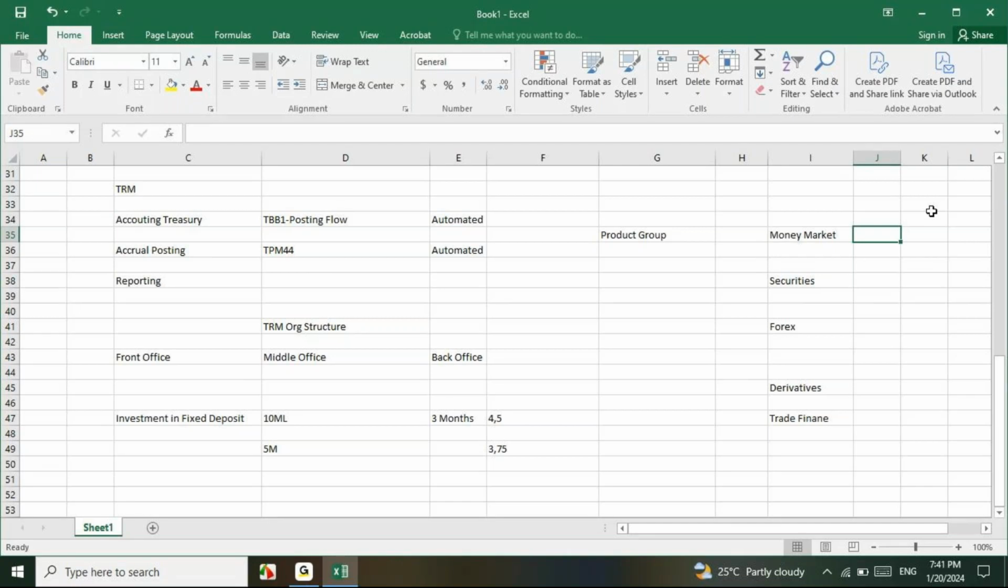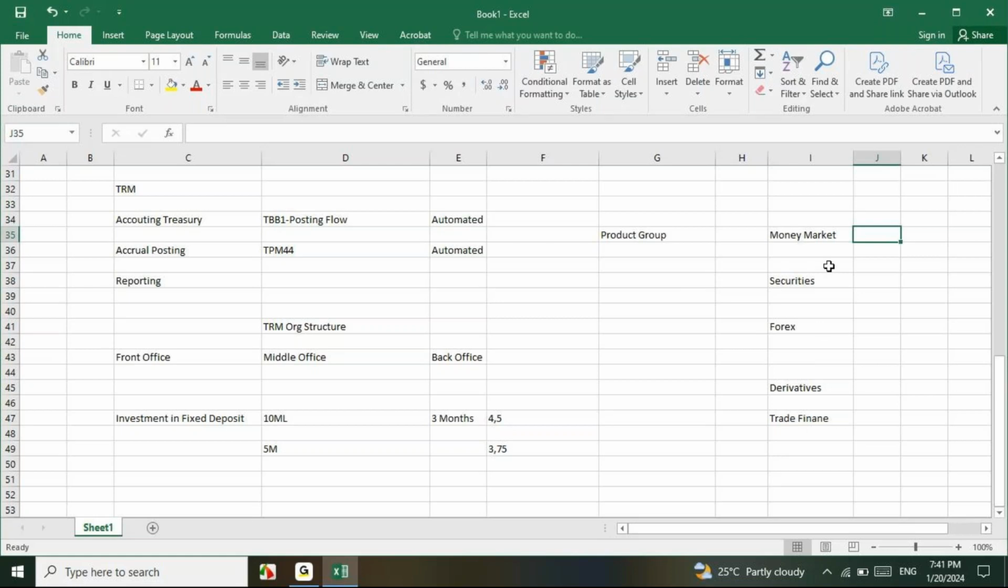When you talk about the product group of Forex, under Forex we have forward contract with delivery, forward contract with non-physical delivery, physical delivery, spots. Under derivatives, we have interest rate swaps, currency swaps. Under trade finance, we have letter of credit, bank guarantee. So these are the different products which are grouped under different product groups.